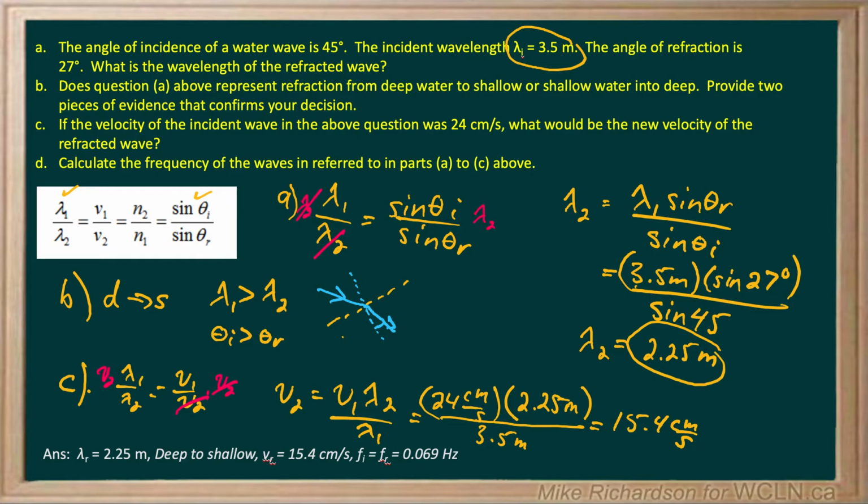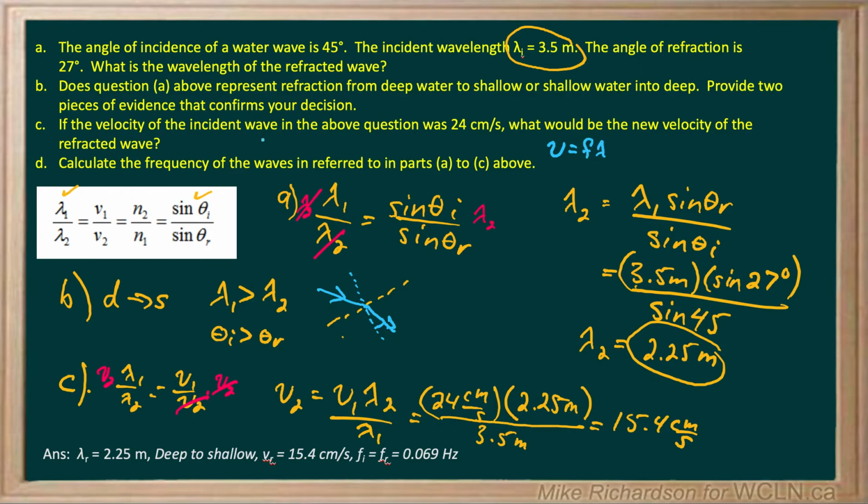Now, the last one, we'll try and squeeze it in there. See if I can get it in the bottom. I'll do it in blue so we can see it. We're trying to find our frequency. Calculate the frequency of the waves referred to in parts A and C above. Well, frequency, we can use our universal wave equation. V is equal to F lambda.